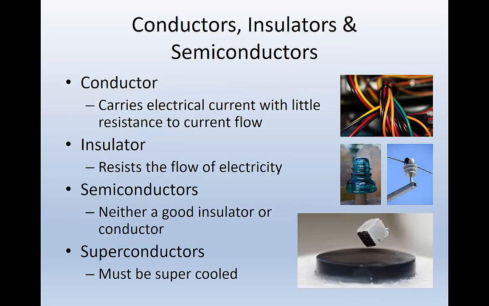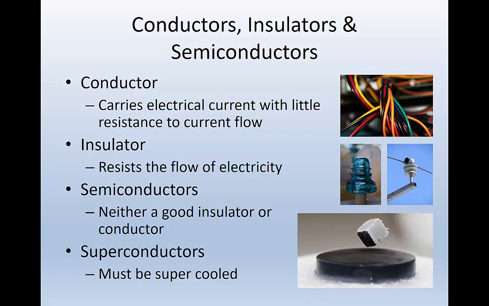So let's see. Next up, what are the different ways that we classify our materials? We've got three main categories: conductors, insulators, and semiconductors. Now, conductors are materials that carry electrical current very easily with little resistance to that actual current flow. Examples of this might be copper, aluminum, gold, and silver.